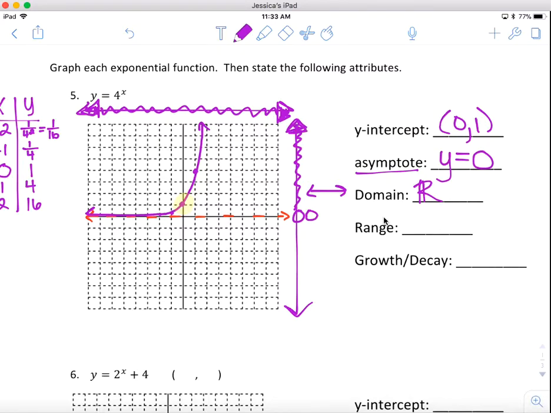So the way we're going to write this, since the range is bottom to top, I'm going to write this as y is greater than 0. It cannot equal 0. It's everything above 0.